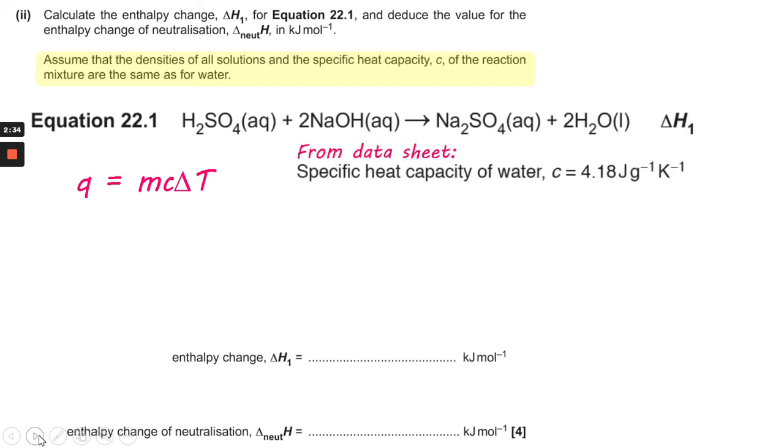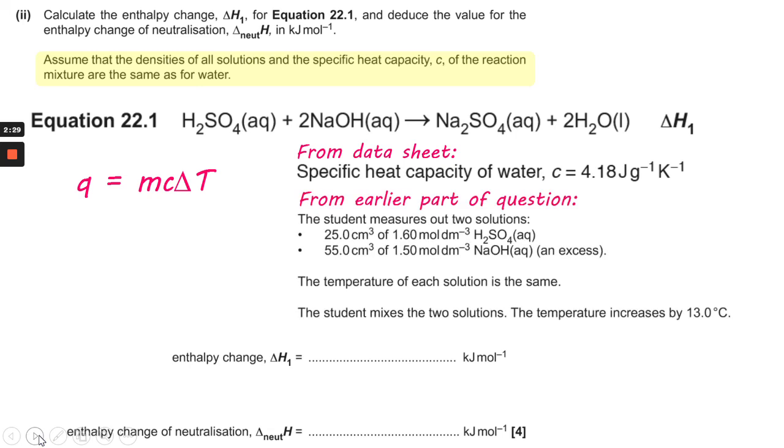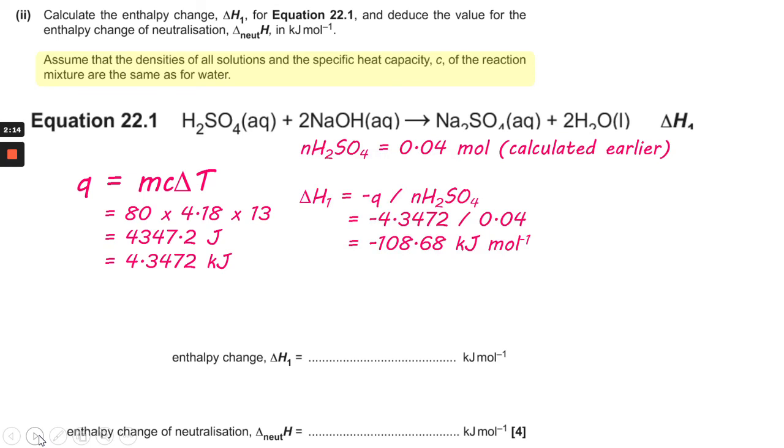So from the OCR data sheet, c is 4.18, and from the earlier part of the question, it says the temperature increases by 13 degrees. Adding the two volumes together and converting it into grams, you get 80 times 4.18 times 13, which gives you 4.3472 kilojoules. Now, to work out the ΔH1, you take the minus Q value in kilojoules and divide it by the moles of H2SO4. So that gives you minus 108.68.